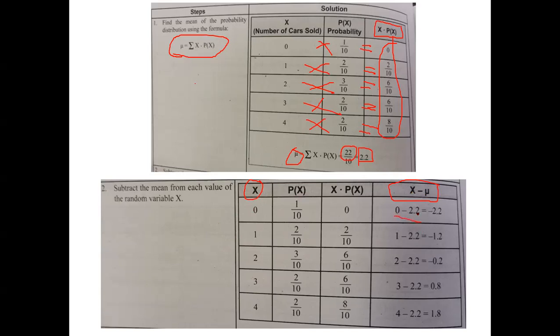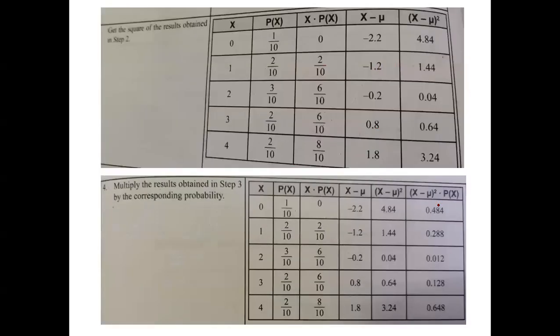0 minus 2.2 is equal to negative 2.2. 1 minus 2.2 is equal to negative 1.2. 2 minus 2.2 is equal to negative 0.2. 3 minus 2.2 is equal to 0.8. It is positive since 3 is bigger, so it is no longer negative. Okay. 4 minus 2.2 is 1.8. So we have now gotten those values. Let's go to step number 3.